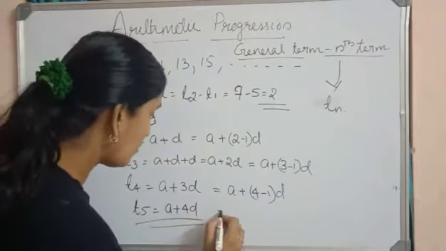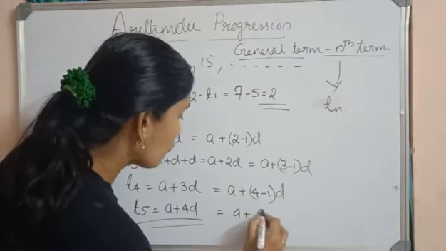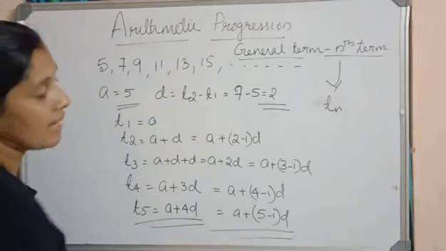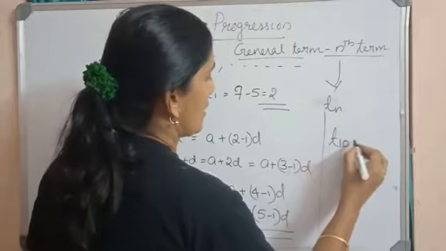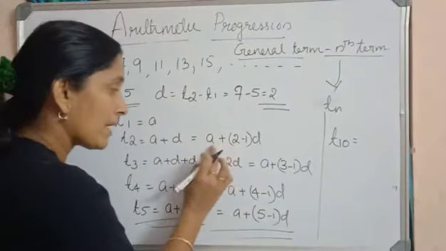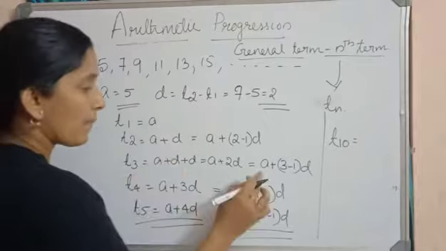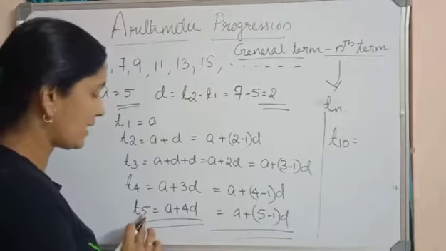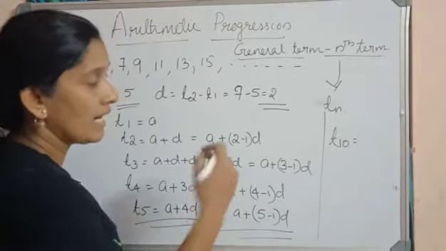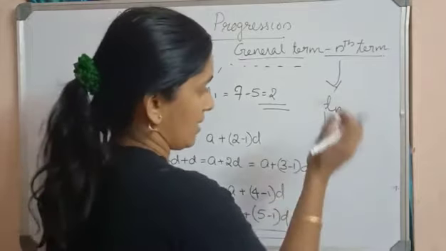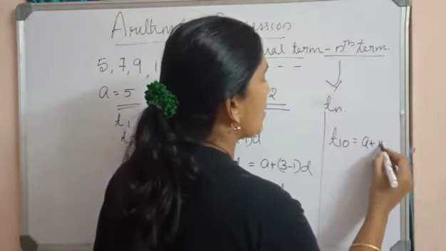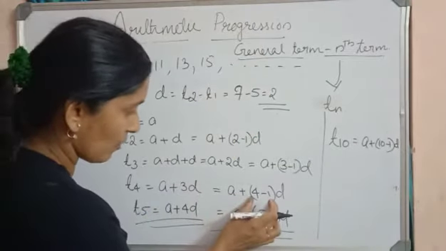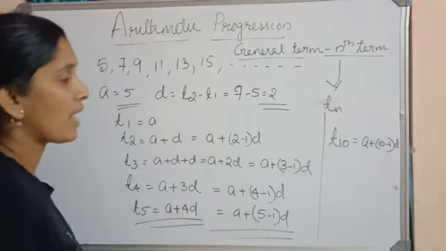If you are finding the fifth term, you can write this as A plus 5 minus 1 into D, because A plus 4D is A plus 5 minus 1 into D. In the same way, T2 was A plus 2 minus 1 into D, T3 was A plus 3 minus 1 into D, T4 was A plus 4 minus 1 into D, and T5 was A plus 5 minus 1 into D. In the same way, when you are finding the 10th term, this will be A plus 10 minus 1 into D. So what's the value we are writing? From there we are subtracting 1 and multiplying that many common differences to add to it.